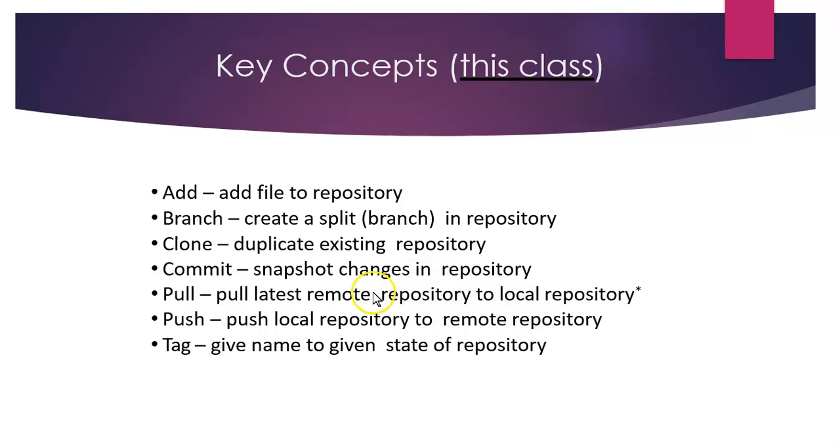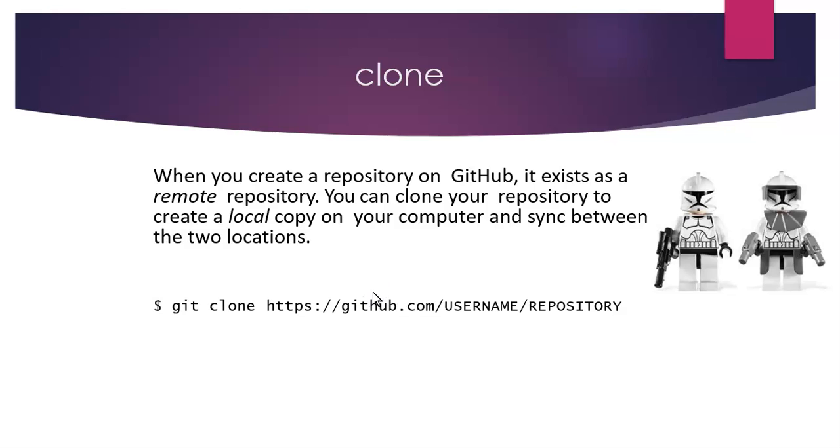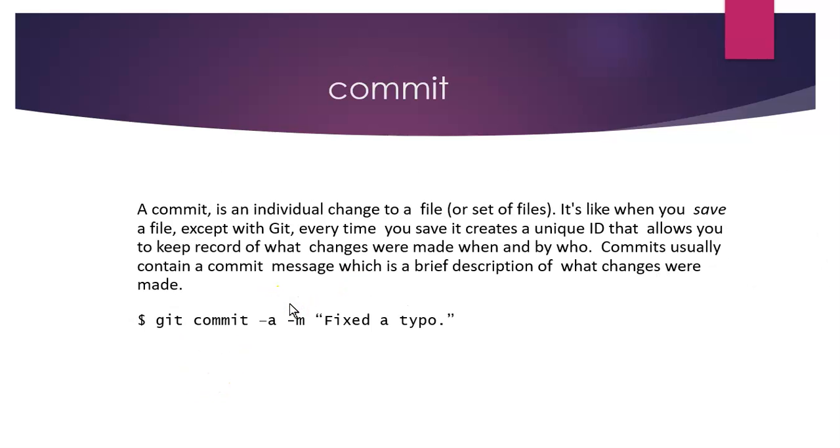So, clone is when you create a repository on GitHub. It exists as a remote repository. You need to get it down to your PC, so you say git clone and you give it the name of the repository. Commit is an individual change to a file or set of files.